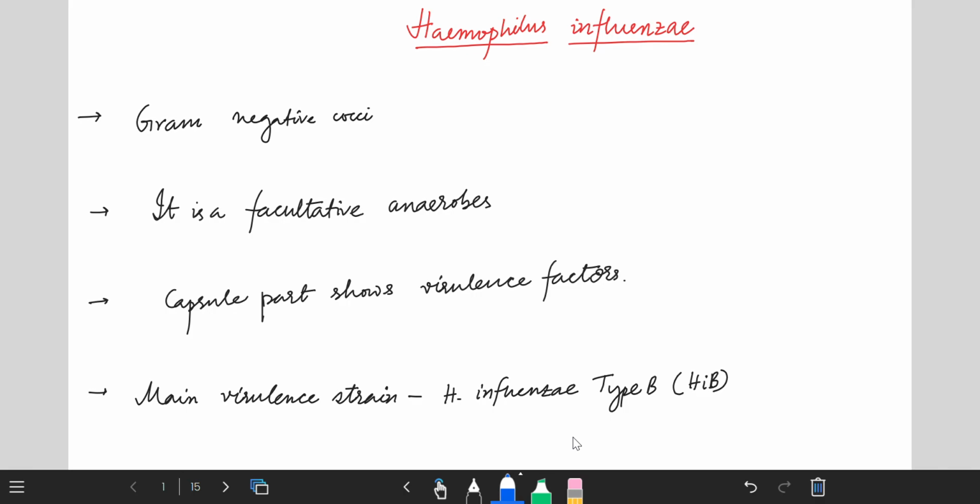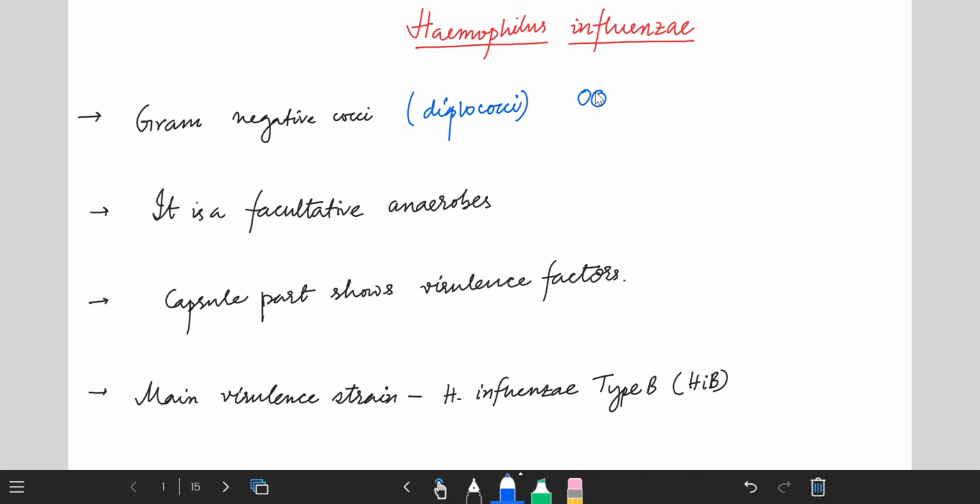Today's topic is Haemophilus influenzae. Okay, so Haemophilus influenzae is a gram-negative coccus. Gram-negative means when we are using gram staining, it shows the pink or red color. Okay, and which kind of cocci? Actually, it stays in diplococci. It means two round cocci present together.